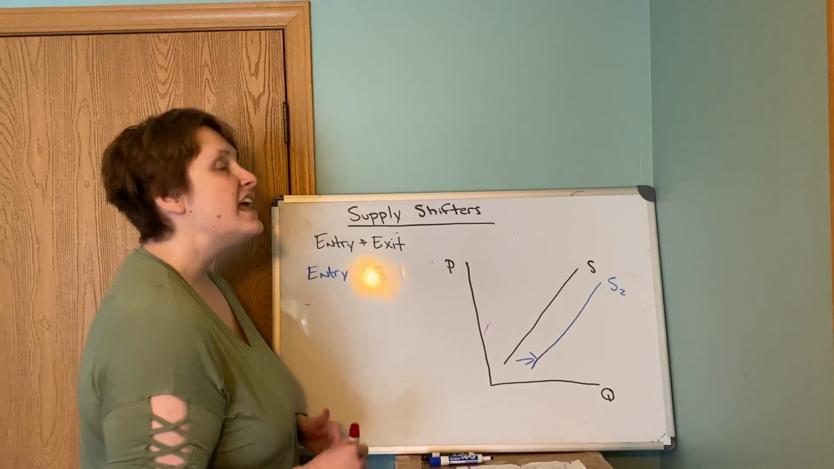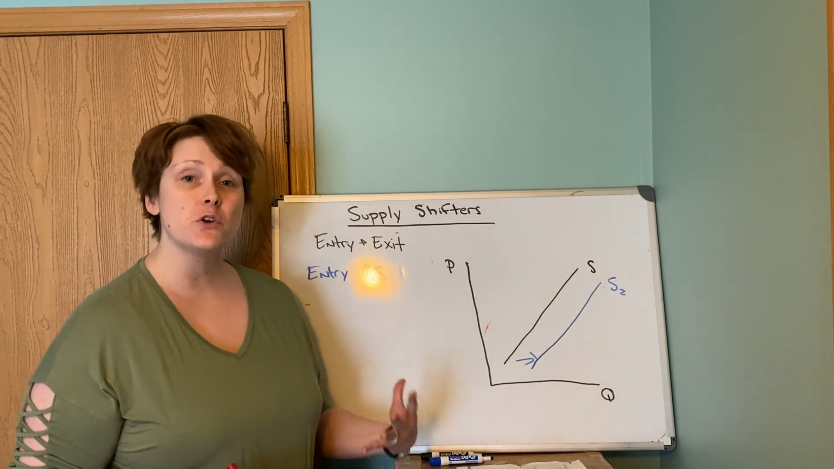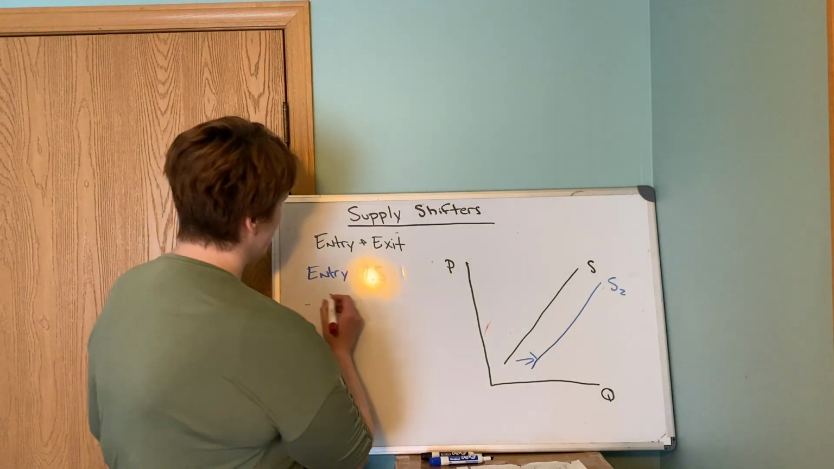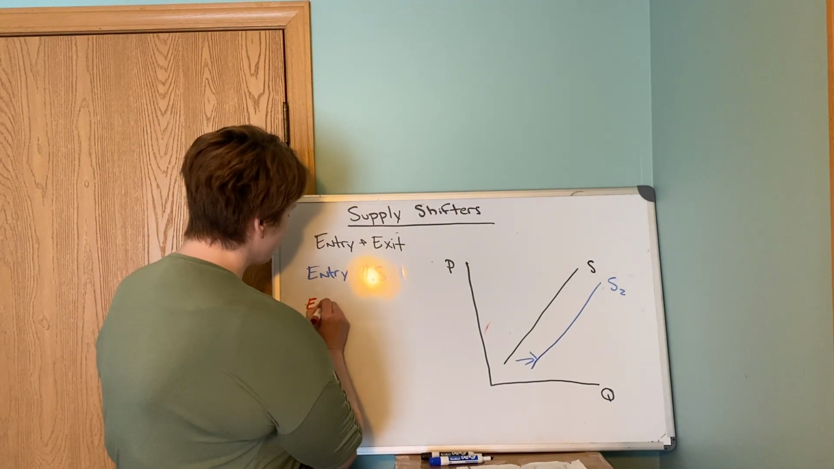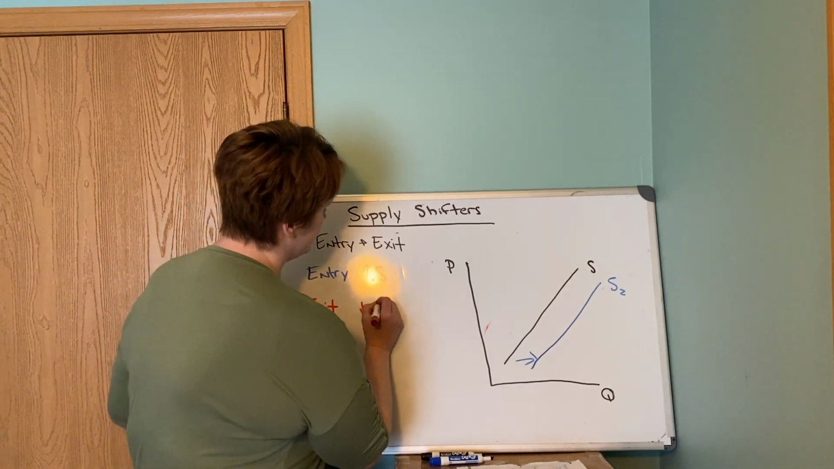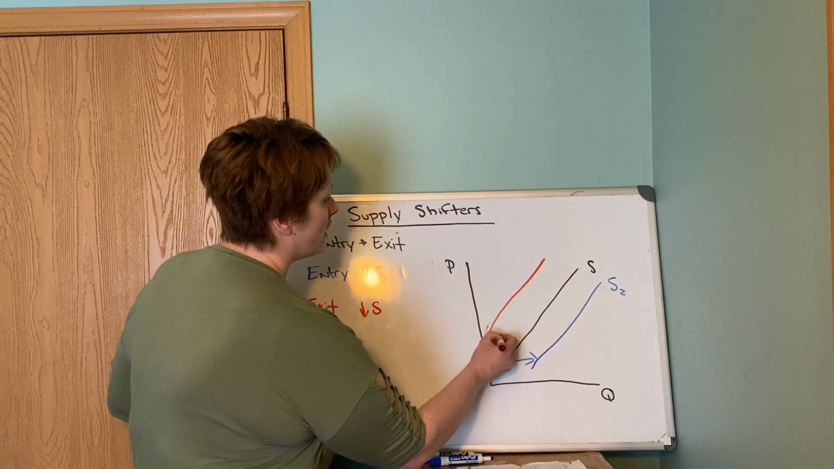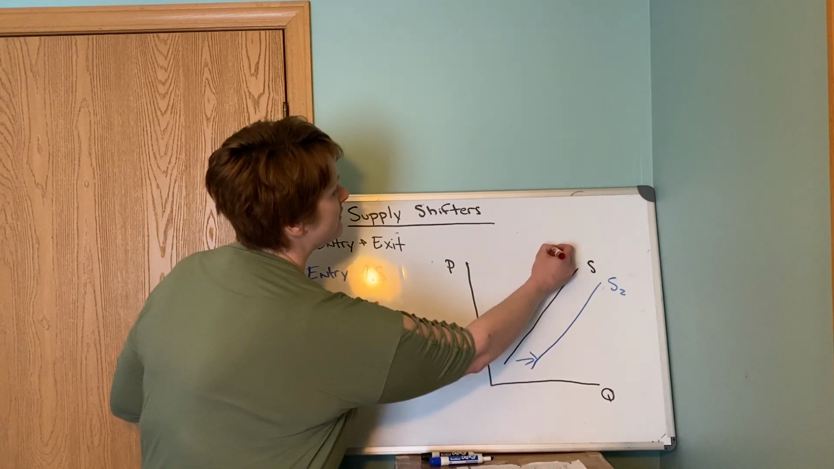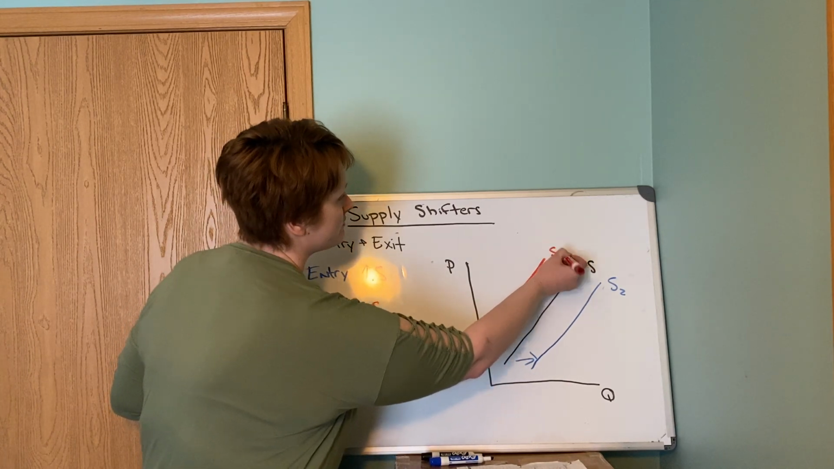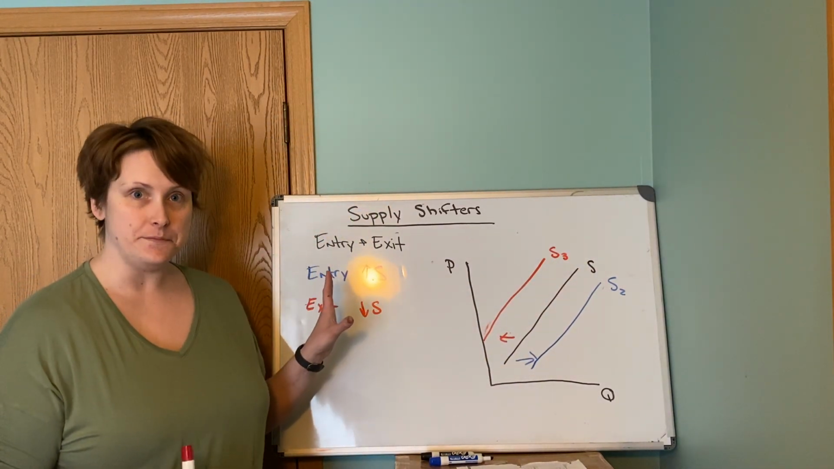The opposite is true. If we have a lot of firms exiting the market, then we're going to see a decrease in supply. So if we see exit, we're going to see a decrease in supply, and therefore our supply curve will shift to the left. So this is our entry and exit.